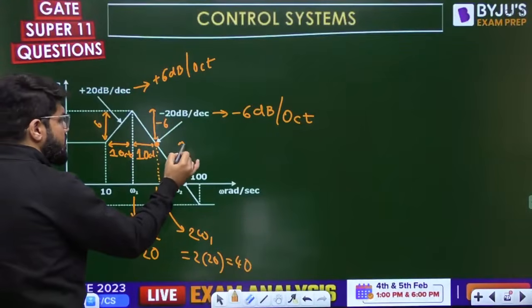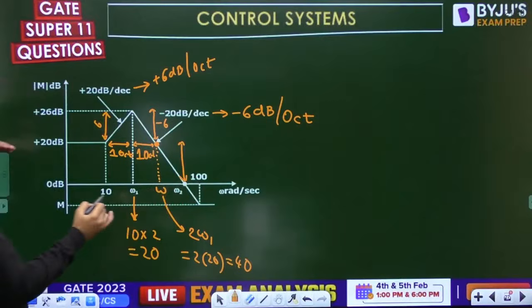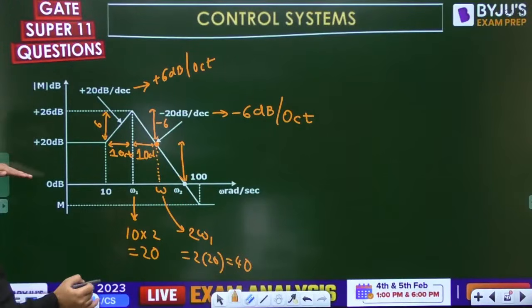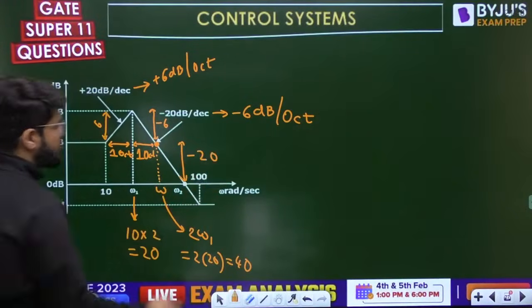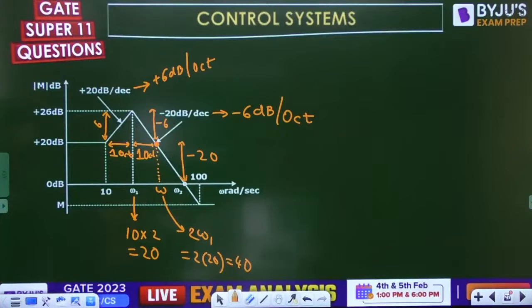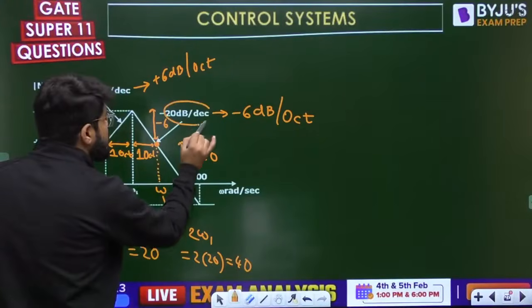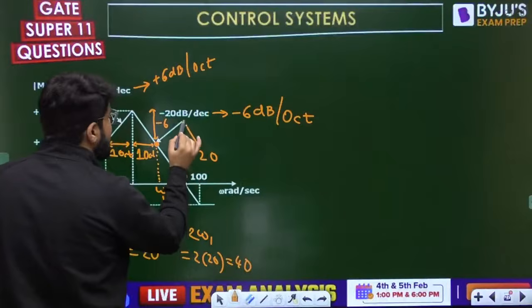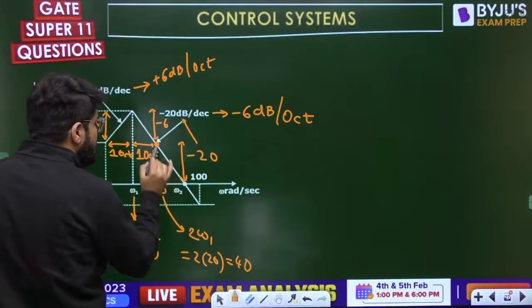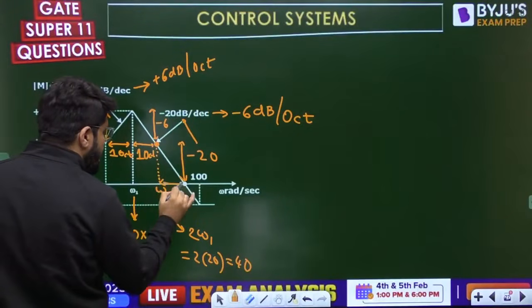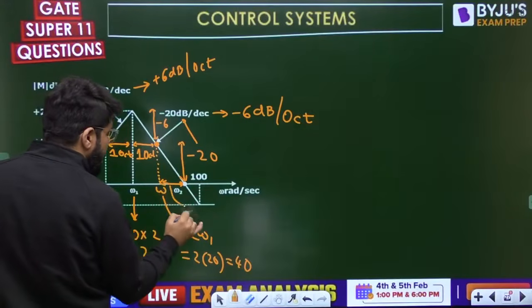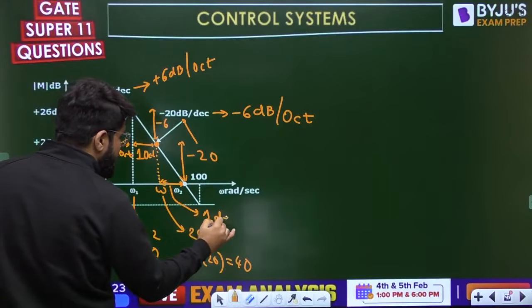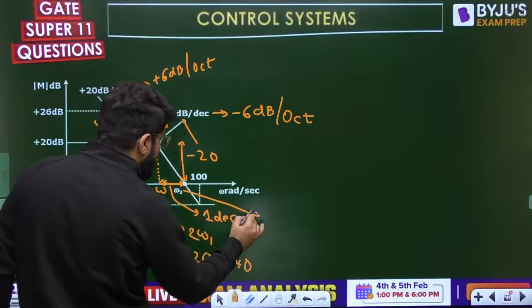Now have a look into this. This is 20 to 0, which means reduced by 20. So the magnitude changes by -20. Now -20 should change for 1 decade. So how much should this one be? This should be 1 decade actually, so 1 decade means omega 2.